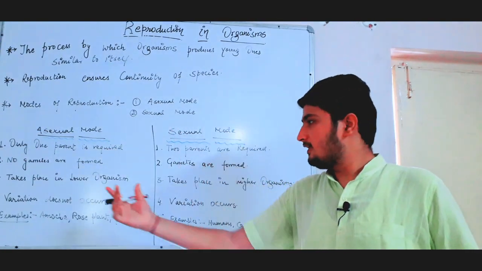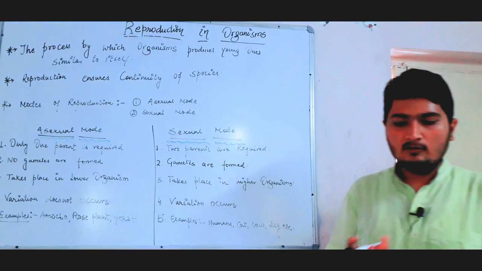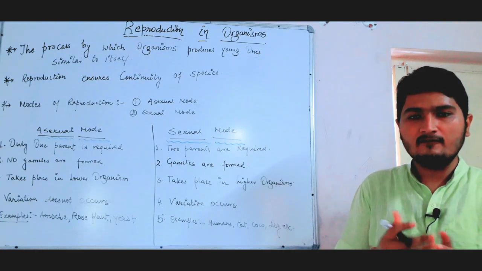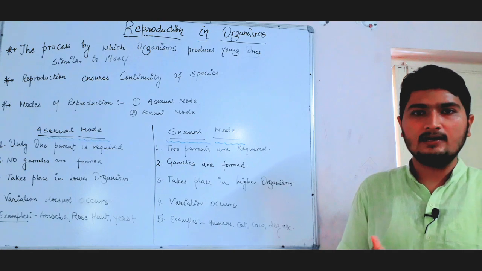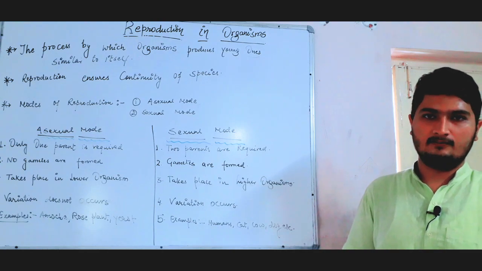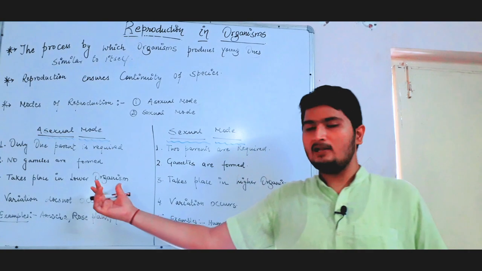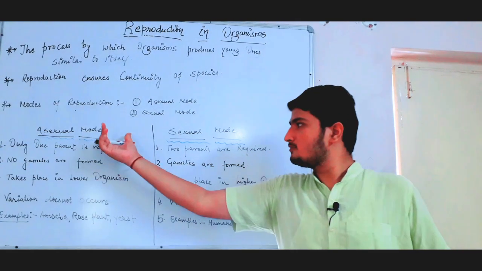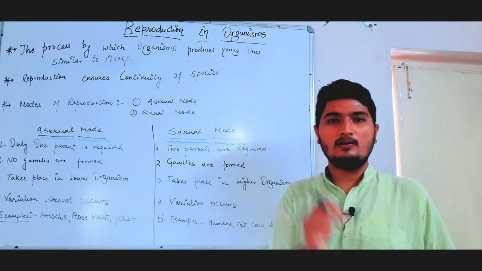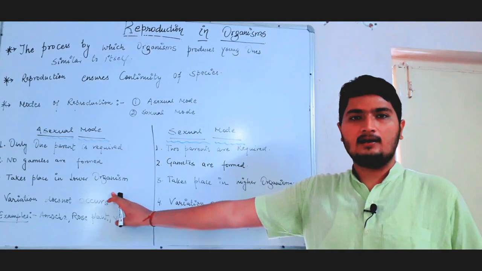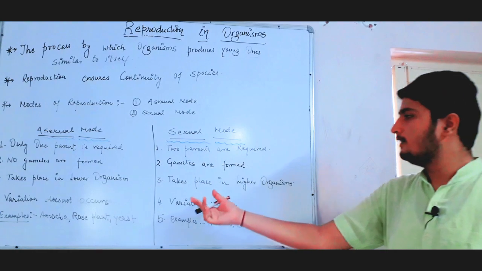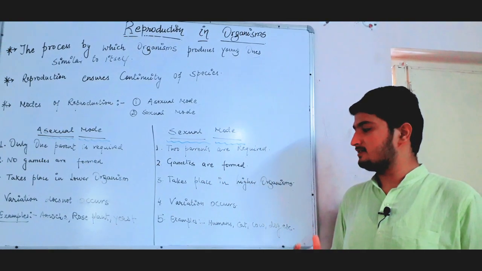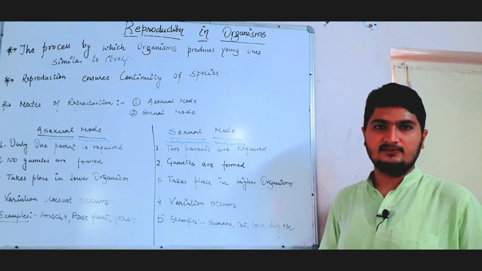Asexual mode of reproduction takes place in lower organisms. What do you mean by the word lower organism? Lower organism means the organisms which are less developed, underdeveloped organisms, primitive organisms. Such organisms are said to be lower organisms in the field of biology. Therefore we can say that asexual mode of reproduction only takes place in the lower category of organisms, while sexual reproduction takes place in higher organisms. Sexual reproduction takes place in well developed organisms like human beings.